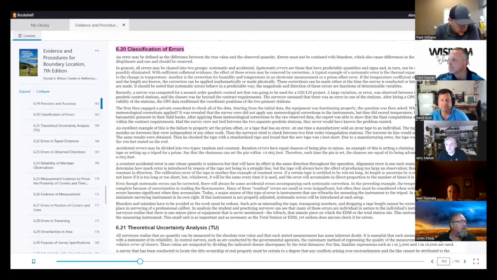Say that the chainman can set the pin within 0.005 foot. Therefore, each time the pin is set, the chances are equal of its being advanced or set back by the 0.005 foot.